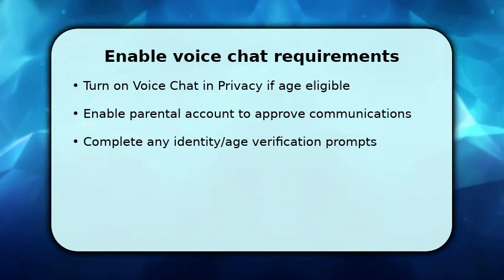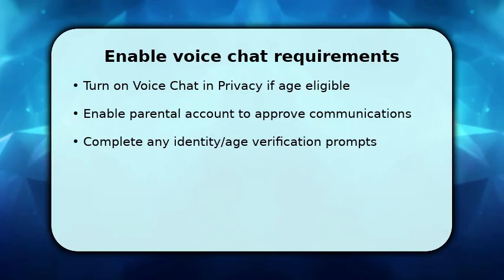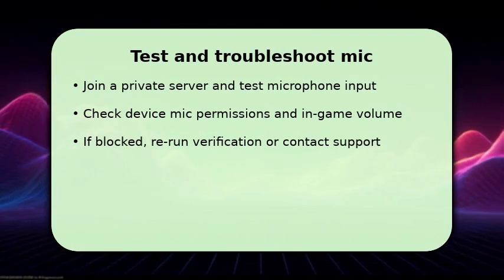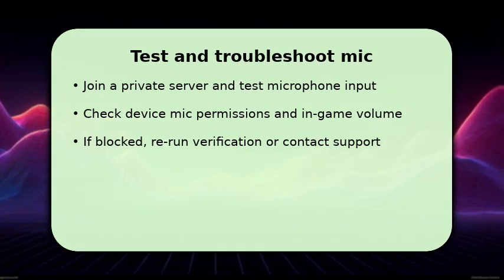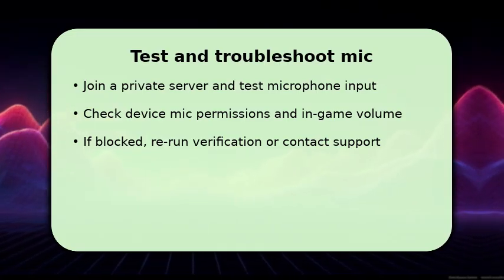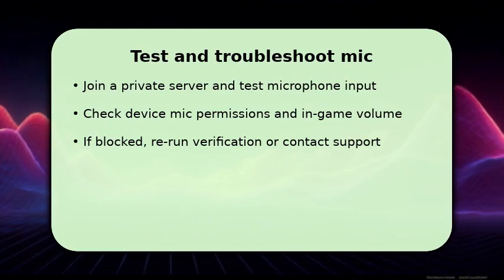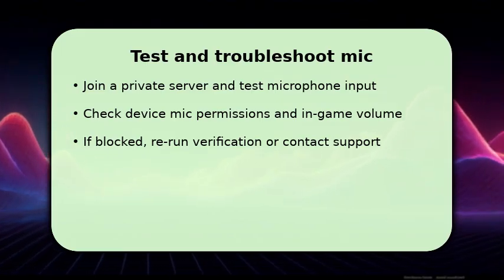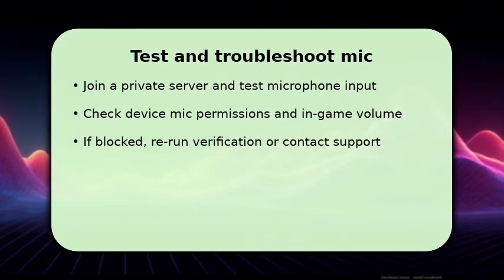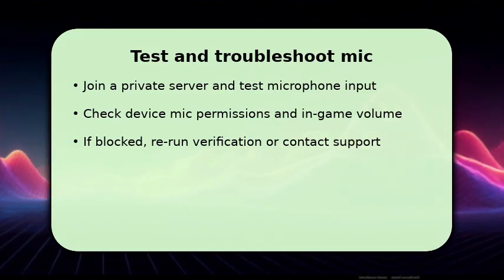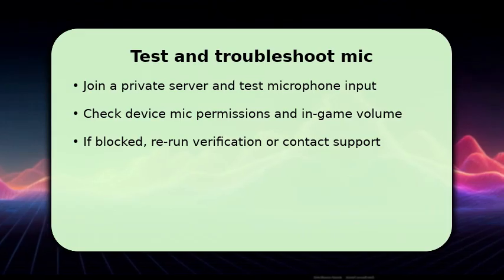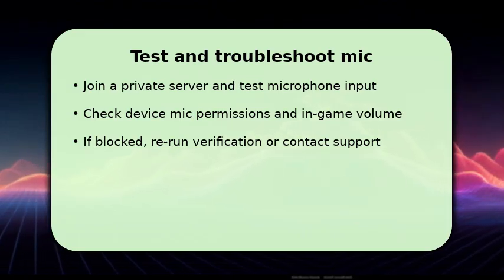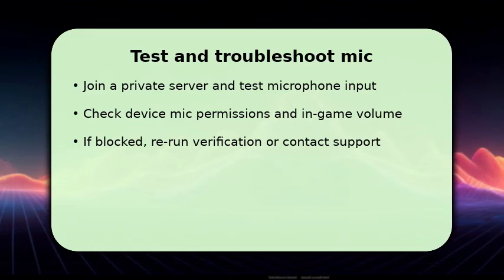You finish by verifying functionality and addressing hiccups. Join a private server or party and test the microphone, watch for the voice indicator to confirm transmission, and adjust in-game audio settings as needed. If you don't see the voice option, double-check device microphone permissions and rerun the age/identity verification. Sometimes a cleared cache or app reinstall helps. If things still fail, contact Roblox support with account and verification details.